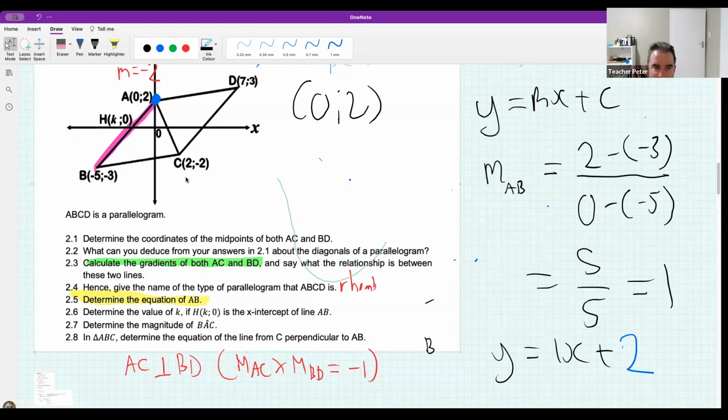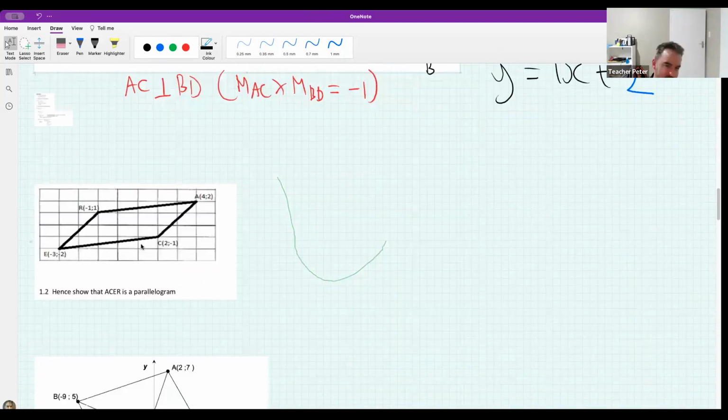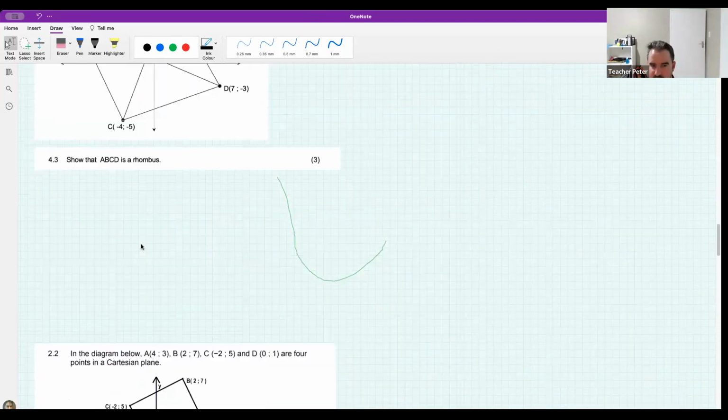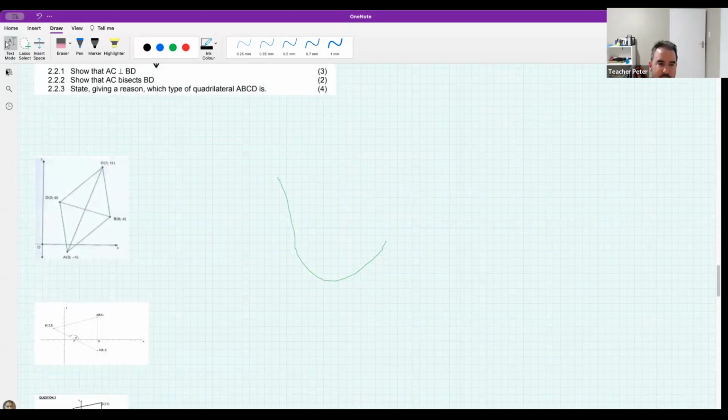Okay, everyone, that is our lesson for today. In our final lesson on analytical geometry, we're going to finish this question, and then we're going to look at more exam questions to do with parallelograms and rhombuses and maybe a square. We're going to look at different types of quadrilaterals that we can get. And so that's what's coming up in the last lesson of this section.